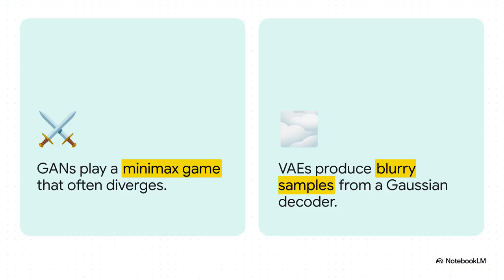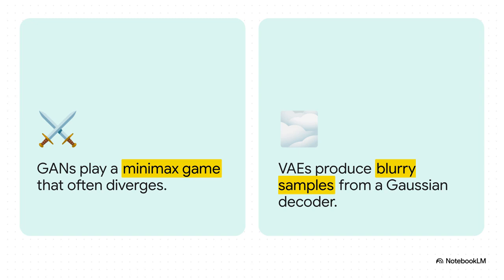Just a few years ago, if you wanted to build a generative model, you basically had two main choices. And honestly, both came with massive headaches. First, you had GANs, or generative adversarial networks. They pitted two neural networks against each other in a minimax game, and while they produced sharp images, they were about as mathematically stable as a house of cards in a hurricane, and they'd often just diverge completely.